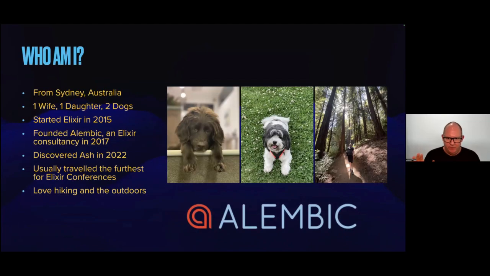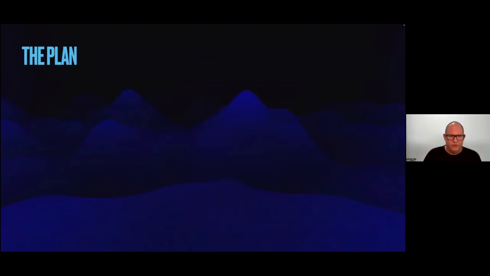This is me. I'm from Sydney, Australia. Those are my dogs. I like hiking. I've been doing Elixir probably nearly 10 years now and liked it so much I founded Alembic, and we've been doing Elixir for 8 years now. I think it's nearly our eighth birthday. Ash I discovered probably about 3 years ago, and we've been loving that ever since.